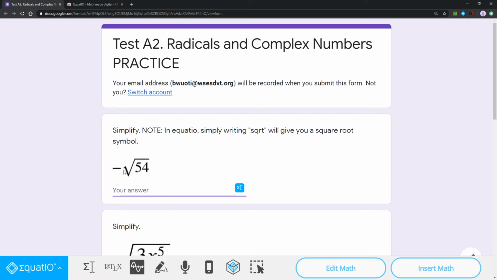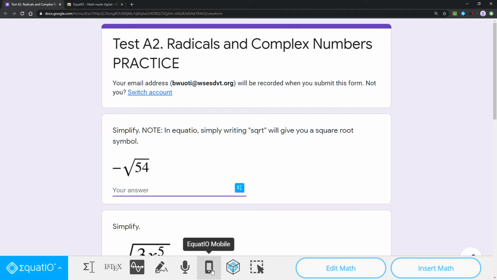So if I was trying to simplify the negative square root of 54, yeah, you could try to type things in here, but that's not the way we're going to want to do it. We're going to want to click on the Equatio icon and click Insert Math. And what that's going to do is open up this bottom bar right here.